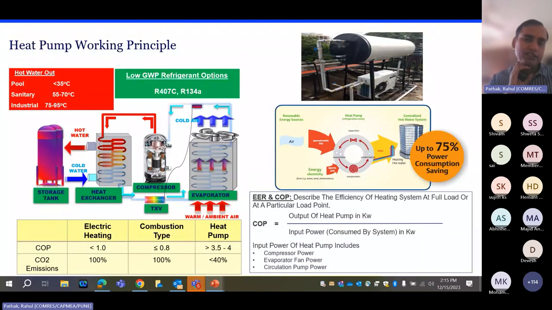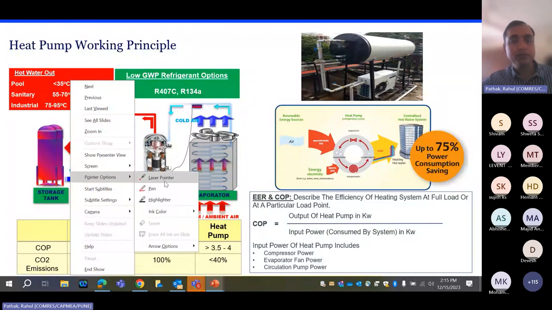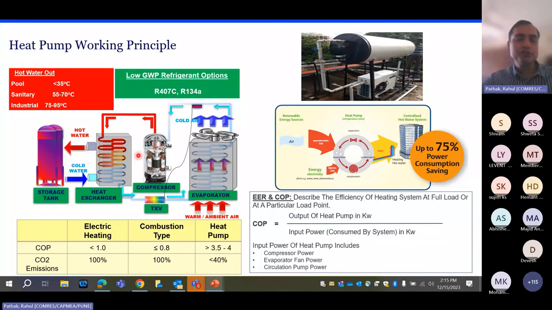Now, if you see the left hand side of this particular chart, there are 2 portions of the heat pump, right? Let me use my pointer. So there are actually 2 portions of this heat pump. The left hand side is the storage tank where the heated water is stored, and the right hand side is the actual heat pump unit, right? And it typically has all the 4 key components, including compressor, condenser, evaporator, and the thermal expansion valve.